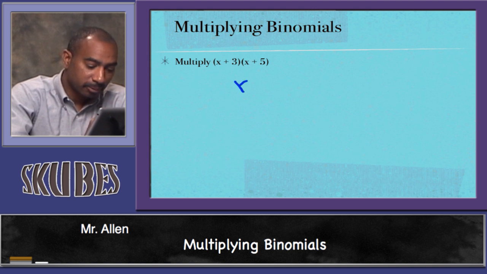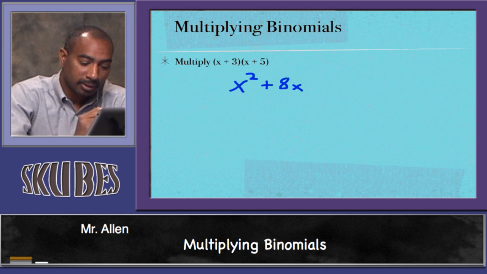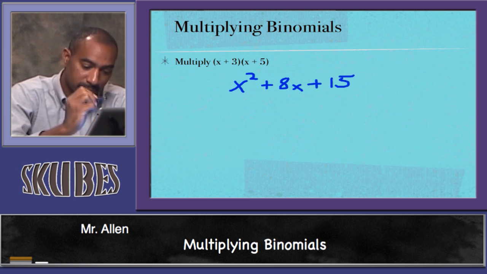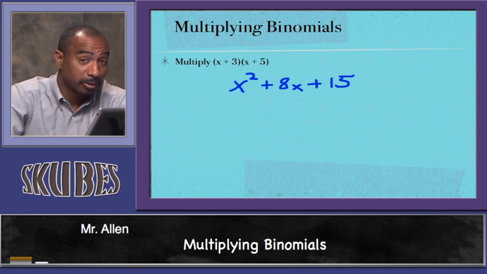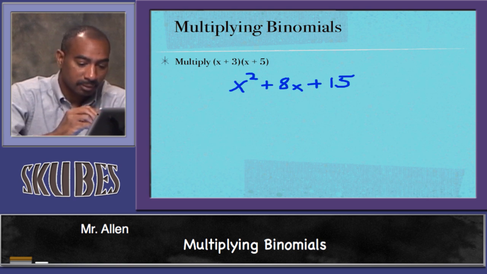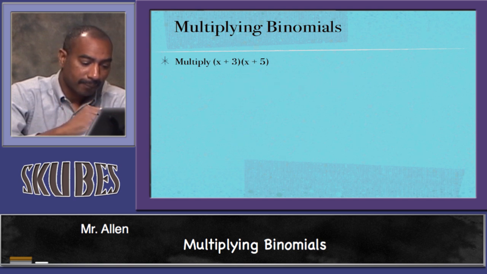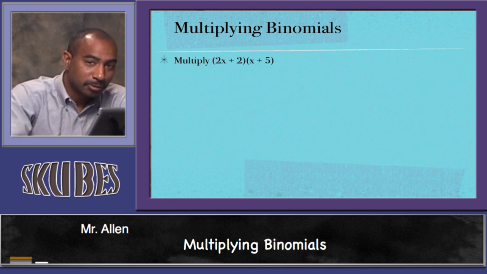We know that x times x is always x squared. So I'm going to say, well, 3 plus 5 is 8. So I'm going to put 8x. That tells me my coefficient. And the last term is 3 times 5 is 15. Easy to get the product just with that. This only works when the coefficient is 1. Or something like this, you might have to either use distributive or FOIL or the geometric method.